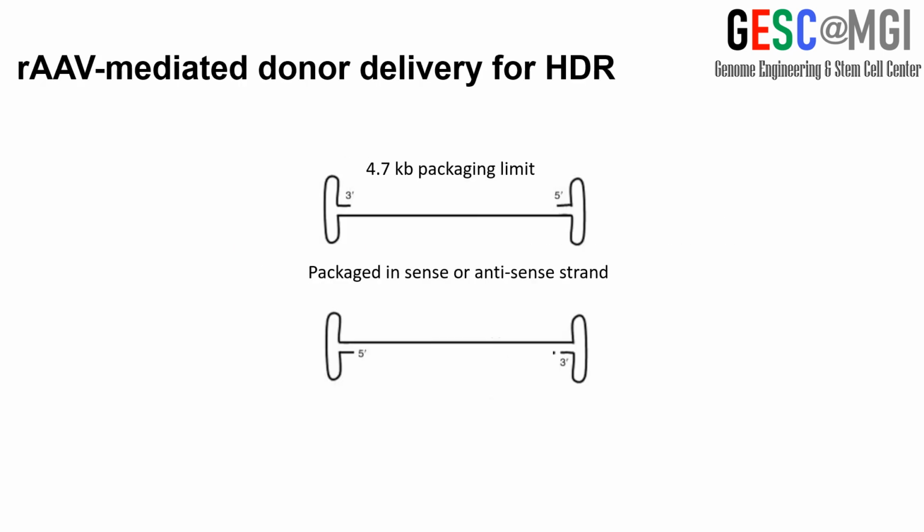One promising alternative to using plasmid DNA is recombinant adeno-associated virus. And this is a 4.7 kb single-stranded DNA virus with inverted terminal repeats. Each viral capsid is packaged with either sense or antisense strand, and it can infect dividing or non-dividing cells. And the DNA exists episomally, and in most cases does not integrate into the host genome.